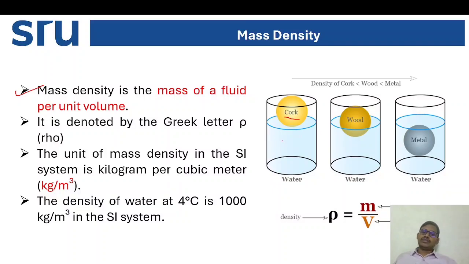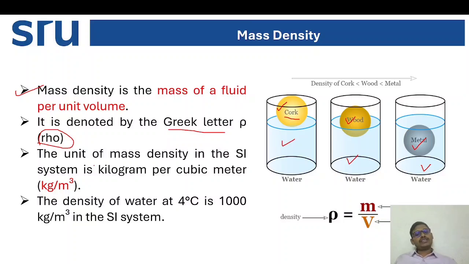The density, so it will float, and metal is more dense, so it will get into the water. So now you see water has more density and cork has less density, and water and wood comparatively are more or less equal, they are balancing, but metal has more density. So more density means it will go to the bottom. Now it is denoted by a Greek letter called rho. So you can understand rho.